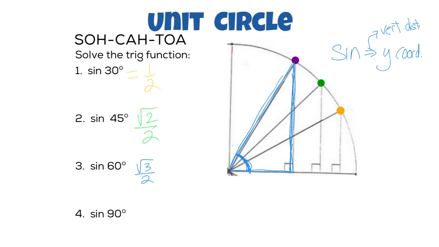All right, so sine of 90. Here's my 90. So looking at that, if the sine is really going to be your vertical distance, how far are we going vertically there, do you think? Hopefully you're saying, I'm going 1, going up 1 right there. The sine of 90 is 1.